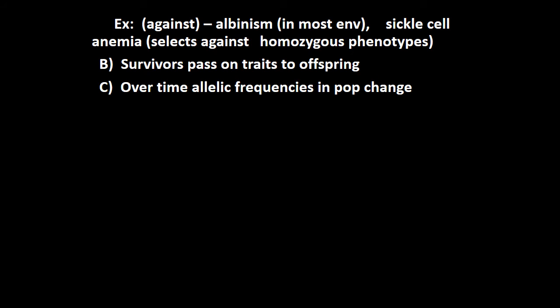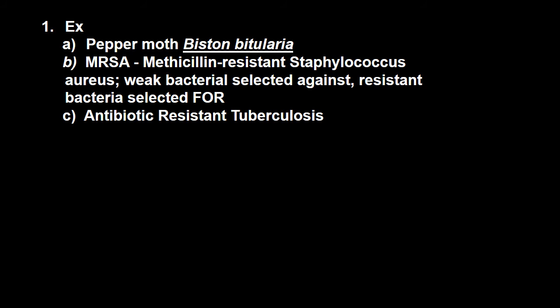Of course, then the idea is that these survivors pass their genetic traits on to their offspring, and over time we will see the frequency of those genotypic alleles increase in the population. Of course, if the allele is selected against, it will decline. So some examples you definitely need to be familiar with are the peppered moth, Biston betularia. I'm going to have you do a little reading about that here in a few minutes.